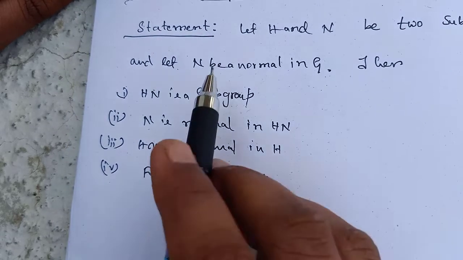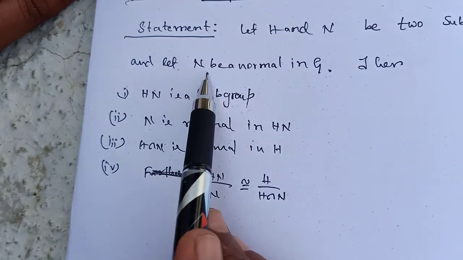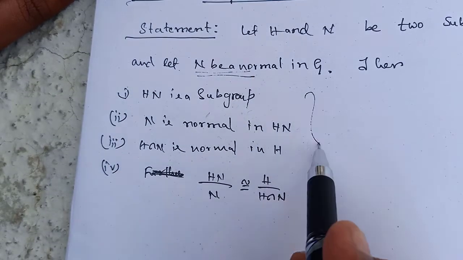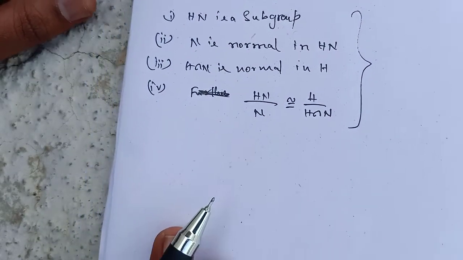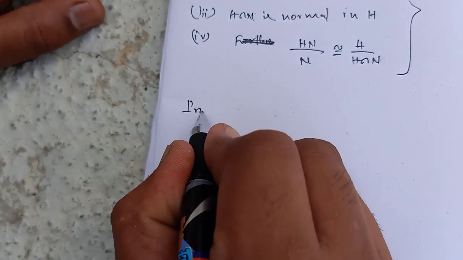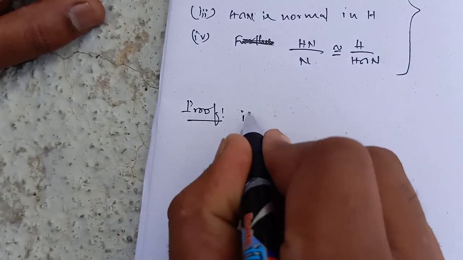So here, given that H and N are two subgroups where N is normal, that is N is normal and H is a subgroup, we need to prove these conditions. Okay, so we prove them one by one. The first one, proof.